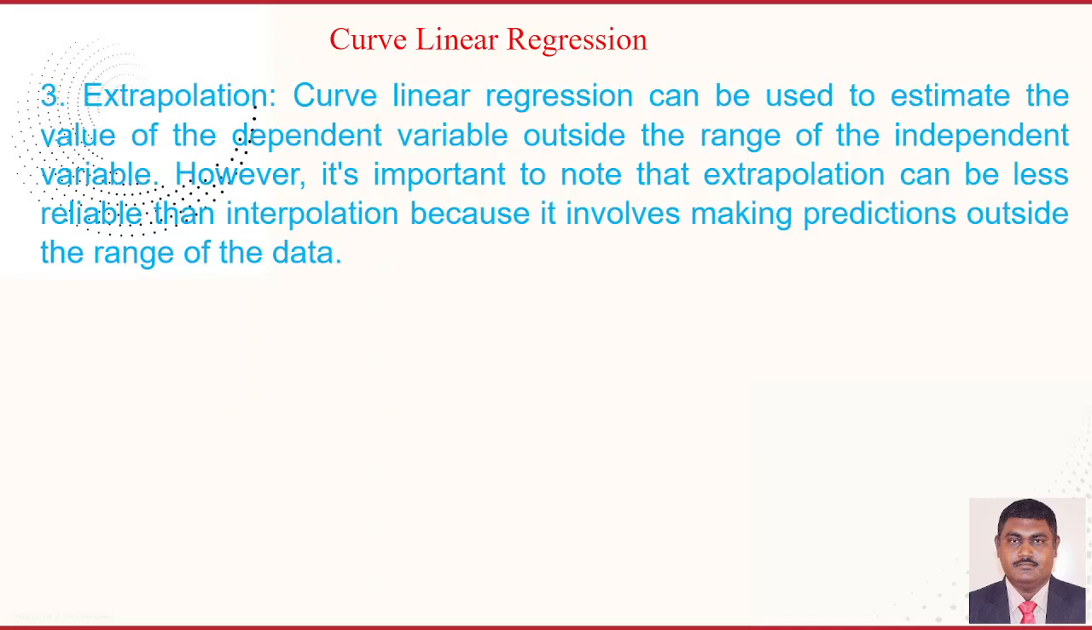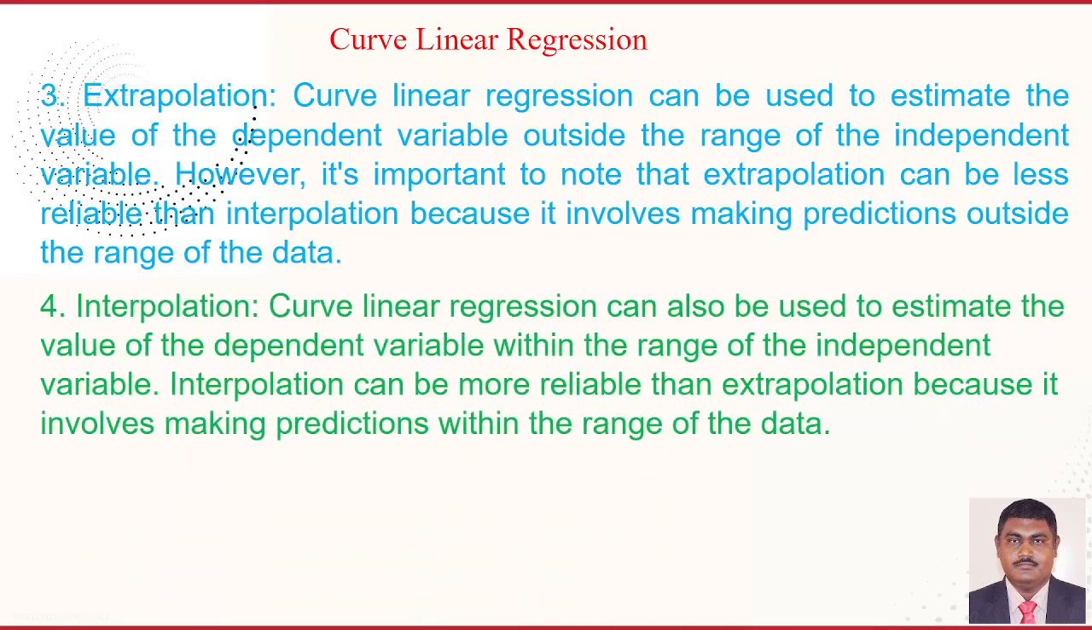Number 3, extrapolation. Curvilinear regression can be used to estimate the value of the dependent variable outside the range of the independent variable. However, it's important to note that extrapolation can be less reliable than interpolation because it involves making predictions outside the range of the data. Number 4, interpolation. Curvilinear regression can also be used to estimate the value of the dependent variable within the range of the independent variable. Interpolation can be more reliable than extrapolation because it involves making predictions within the range of the given data.